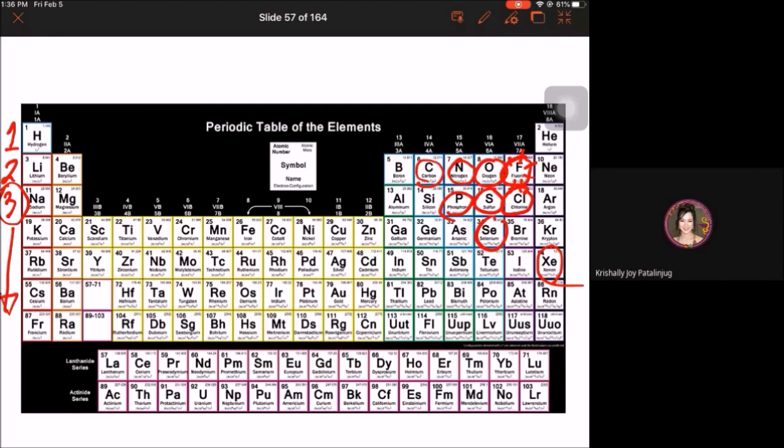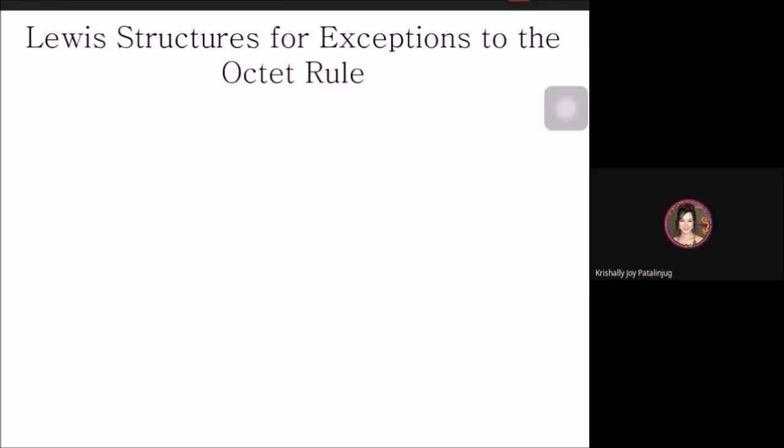Pero upon writing their Lewis structure and then you try to check their formal charges, diba, formal charges will help us determine kung ang atoms in that molecule are in stable binding. So upon getting their formal charges, stable naman. Okay, so yun yung mga exceptions to the octet rule in writing Lewis structure. So isa-isahin natin sila. So there are actually 3.